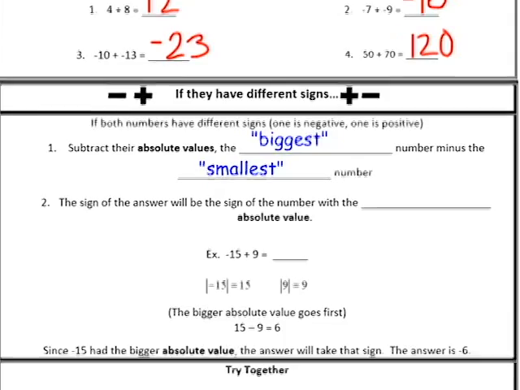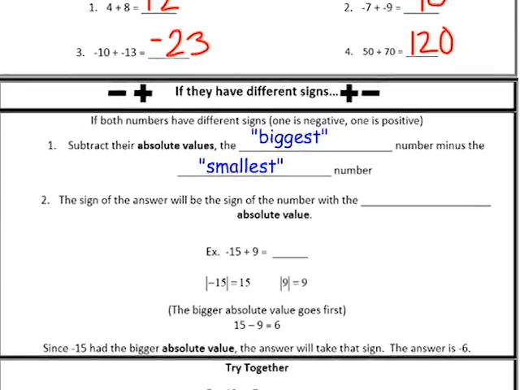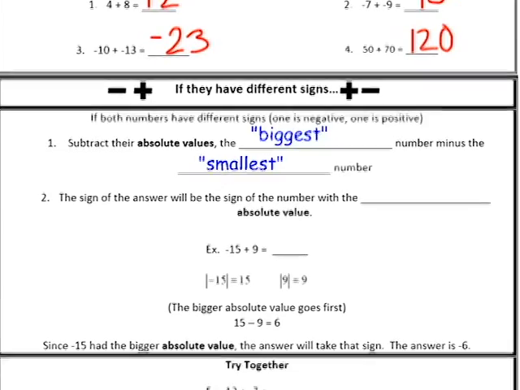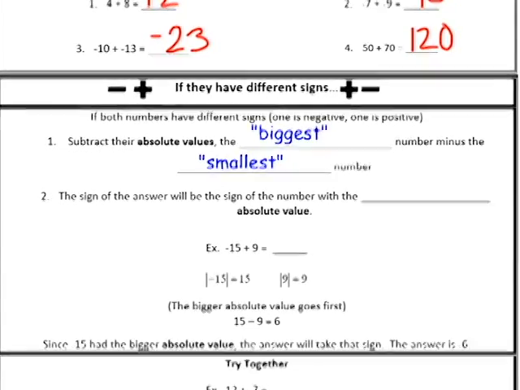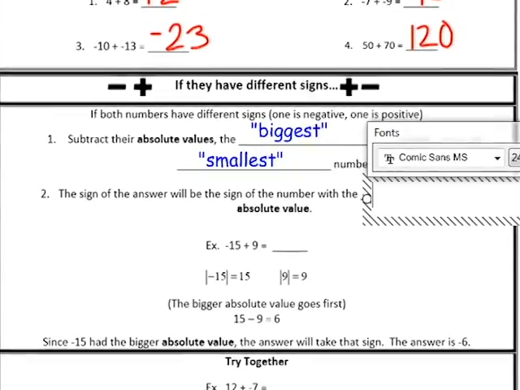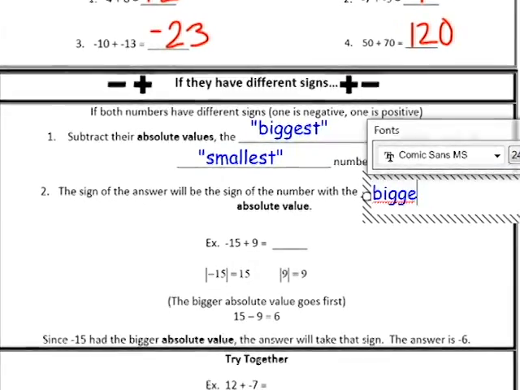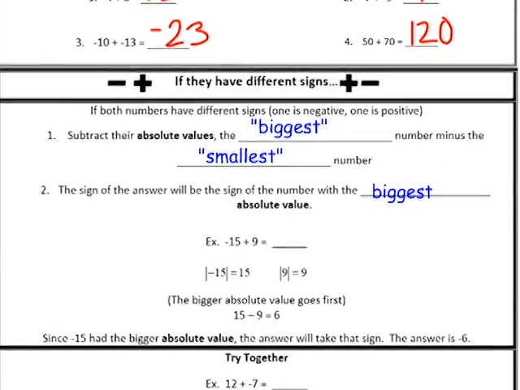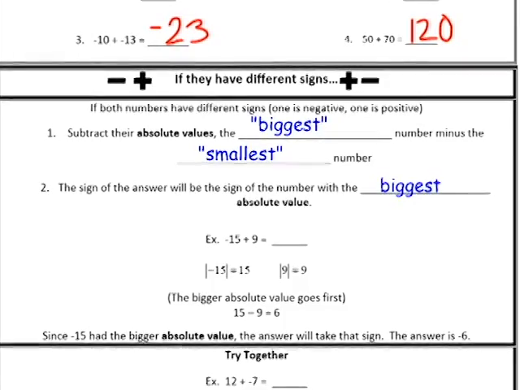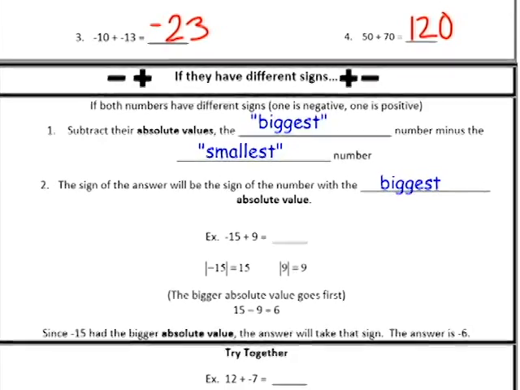I use the word number because it relates more to what you guys have over the years said. So when I say number, I mean the bigger absolute value. What this really means is the digit is bigger. Ignoring the sign, ignoring the value, the digits are bigger. The sign of the answer will be the sign of the number with the biggest absolute value. So again, the number with the bigger digits is going to be the number that gives us our sign.